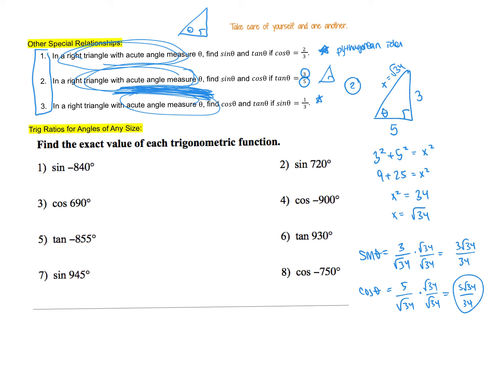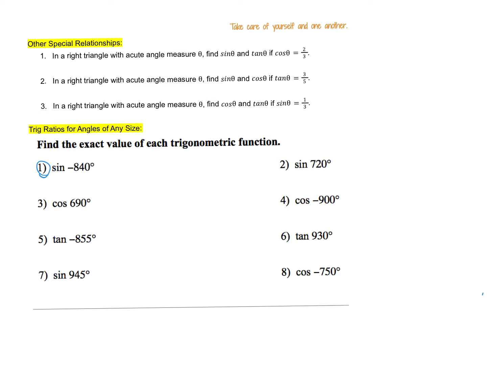Now I'll help you with the next problems. Okay, so for number 1, what I do first is I kind of ignore the negative for now. Just ignore the negative in the beginning. And I'm going to do 840 degrees divided by 360, and that gives me 2.3 repeating. So what I'm going to do is I'm going to take 840 and I'm going to subtract 360 two times because when we divided it, we got 2.3 repeating. So 840 minus 360 twice. And then that gives me 120.